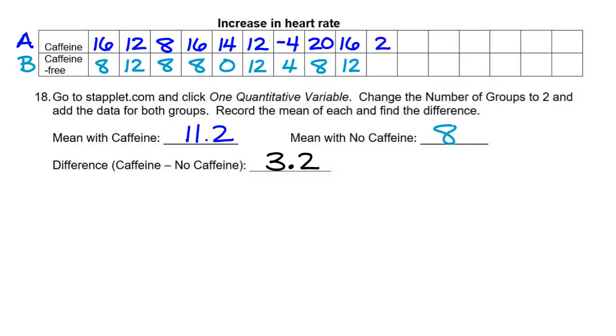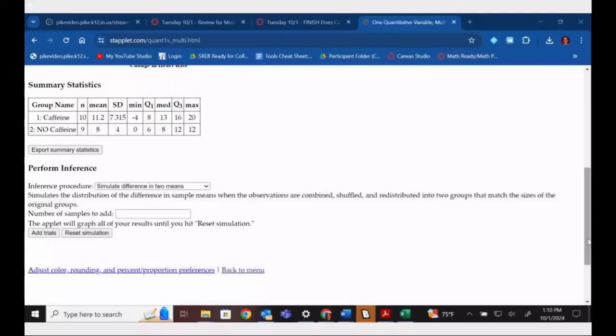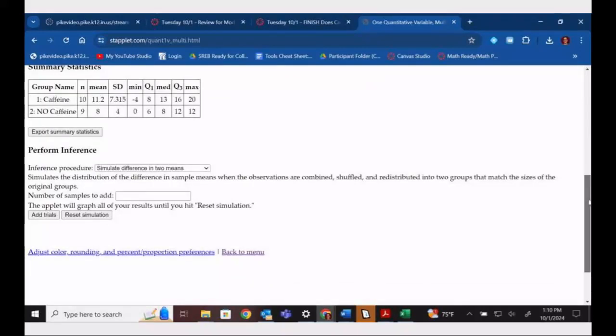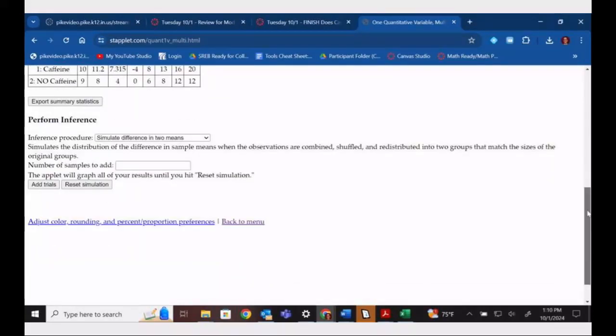Let's run a simulation to find out. Come back over here to the website. Do you see where it says perform inference right here? We're going to simulate a difference in two means. Do you guys remember when we did this with the cards? So this program is going to do the exact same thing, only virtually.